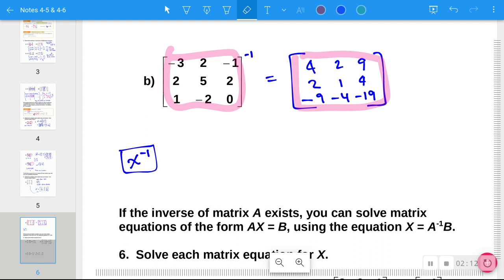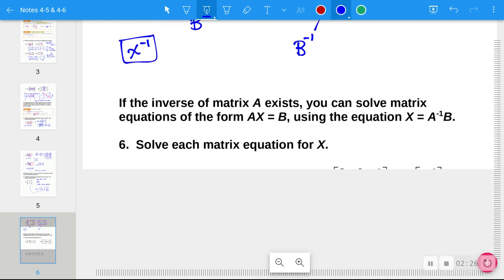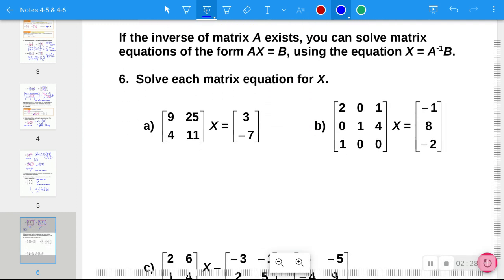That's the inverse. And I'll label the original right here as B. And this is a different matrix. It's B inverse. That's the symbols that would be used. Okay, in this last section here, we have a specific format for a matrix equation. It's a simple product, A times X equals B.